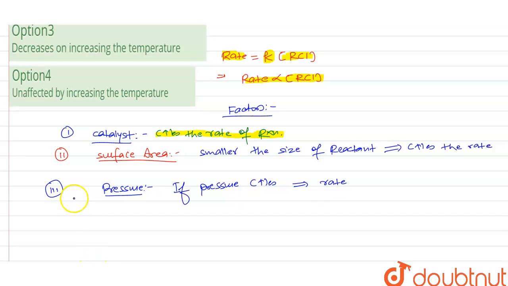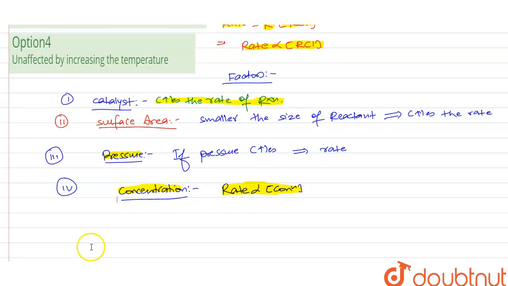The fourth is concentration of reactants. As per the rate law, we have seen that the rate is directly proportional to the concentration of the reactants. That is, as the concentration of reactant increases, its rate also increases. You can consider the pressure and concentration relation with rate in the same way. Now, the last but not the least, temperature.